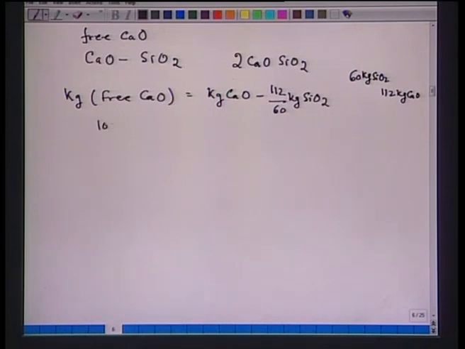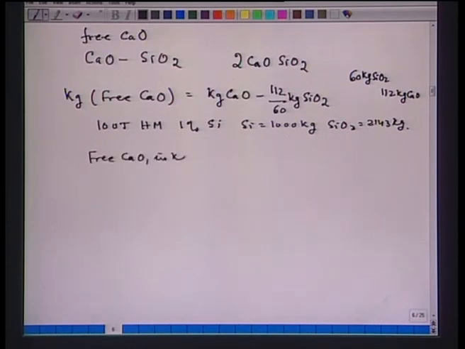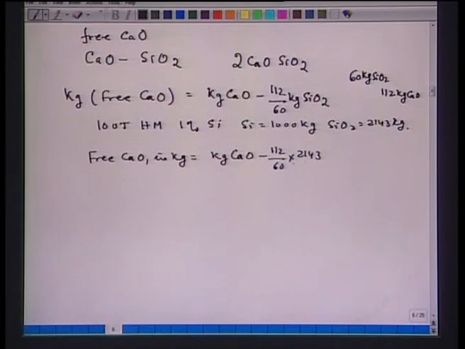Now, for example, if I take 100 ton hot metal with 1% silicon, then silicon is equal to 1000 kg, SiO2 will be 2143 kg, and then the free CaO in kg will be equal to kg CaO minus 112 upon 60 into 2143. What does it mean? That means free CaO in slag will only be available when the added amount of CaO is greater than 112/60 × 2143, which comes to approximately 4000 kg calcium oxide. Only the CaO remaining after subtracting this amount is the free CaO, and that can take part in the reaction, for example, for the removal of phosphorus.